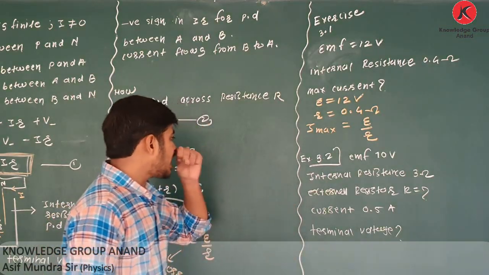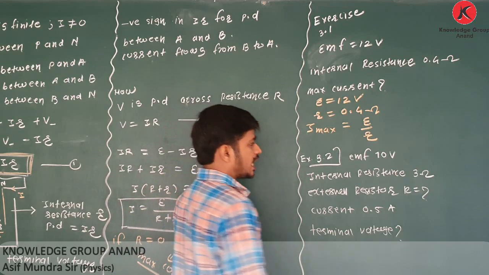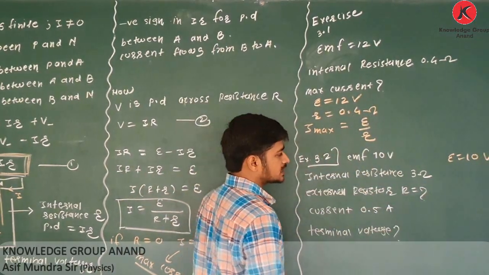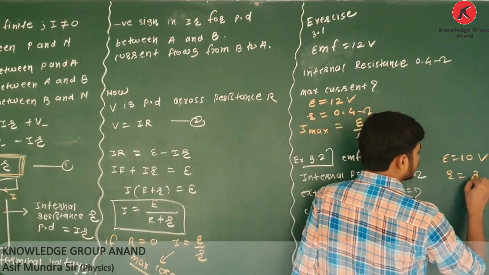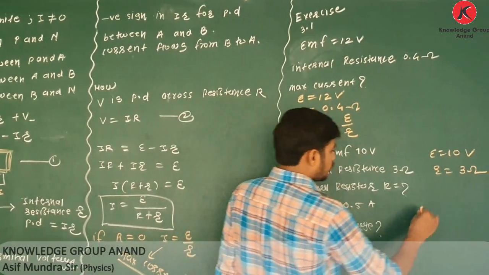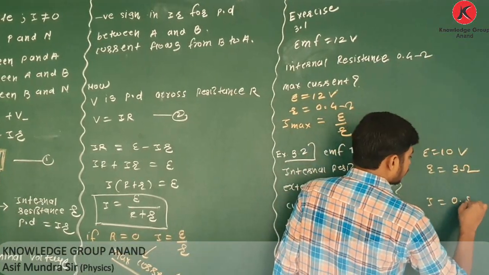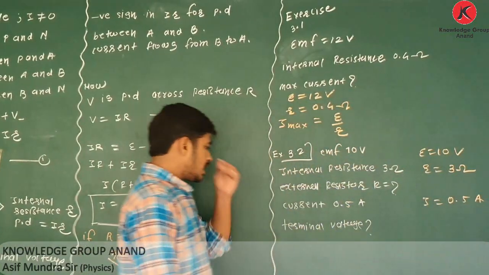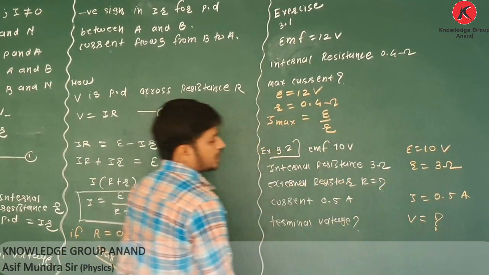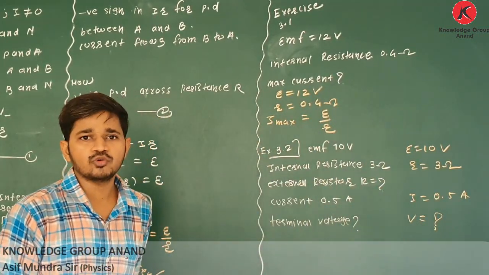Next question, exercise 3.2. EMF 10 volt means I can write E is equal to 10 volt. Internal resistance 3 ohm means I can write r is equal to 3 ohm. External resistance you have to find. Current flowing, I is equal to 0.5 ampere. And what is terminal voltage? V is equal to what? That you have to find.